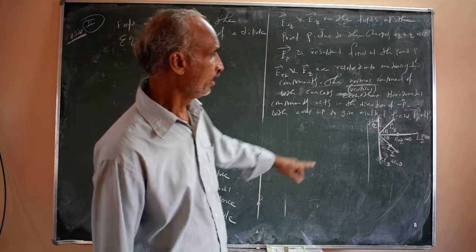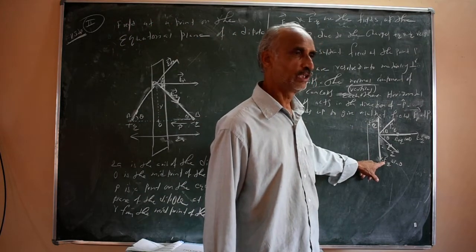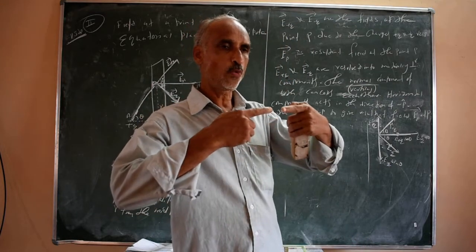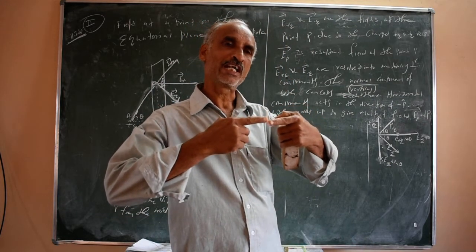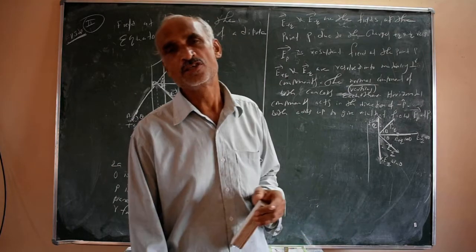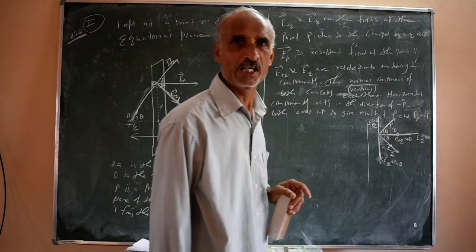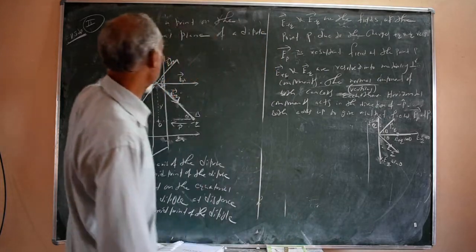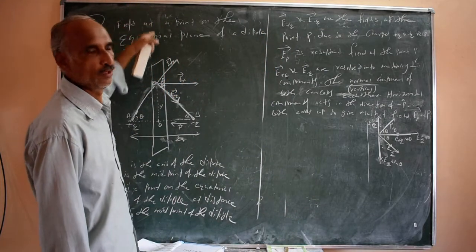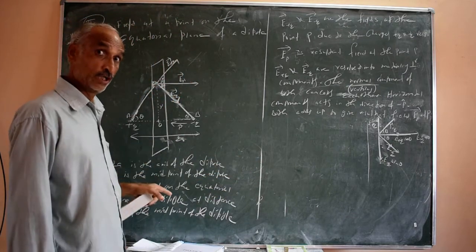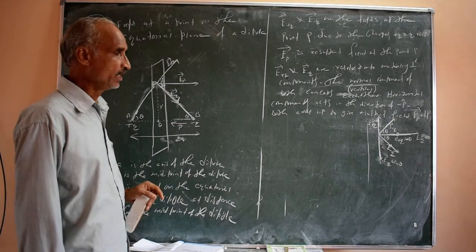Okay, and therefore E plus Q sin theta and E minus Q sin theta are equal and opposite. When two equal and opposite vectors act at a point, they cancel each other, and the resultant will be 0. Therefore there is no field along the vertical direction. Along the vertical direction, the field is 0. On the equatorial plane, the field is 0.